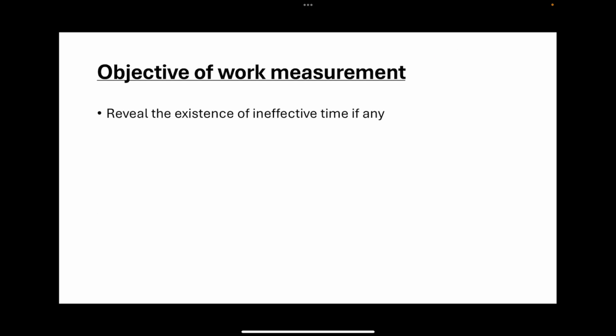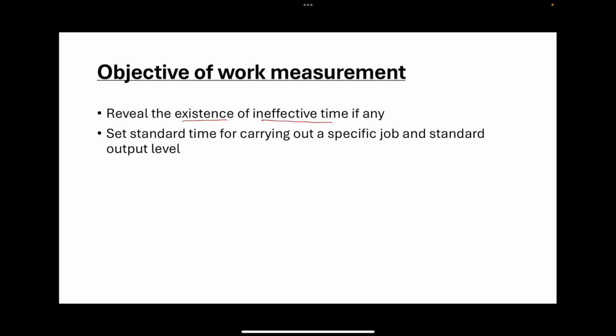Let us look at the objectives of work measurement. That means it is to reveal the existence of ineffective time, if any, and then to set the standard time for carrying out a specific job and the standard output level.